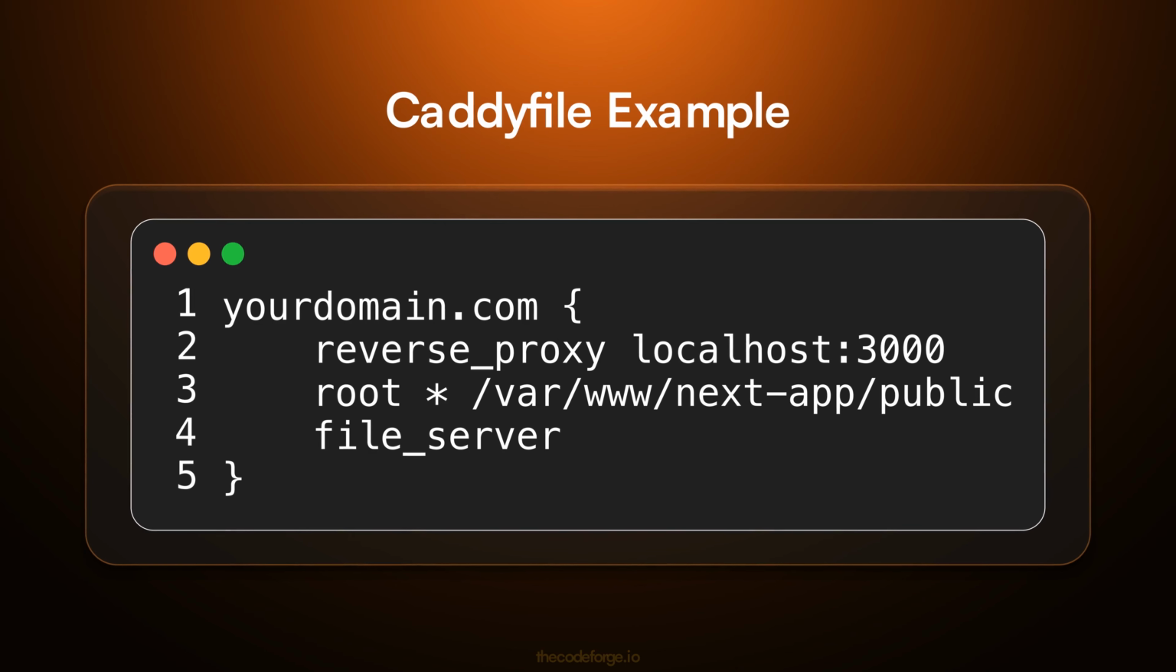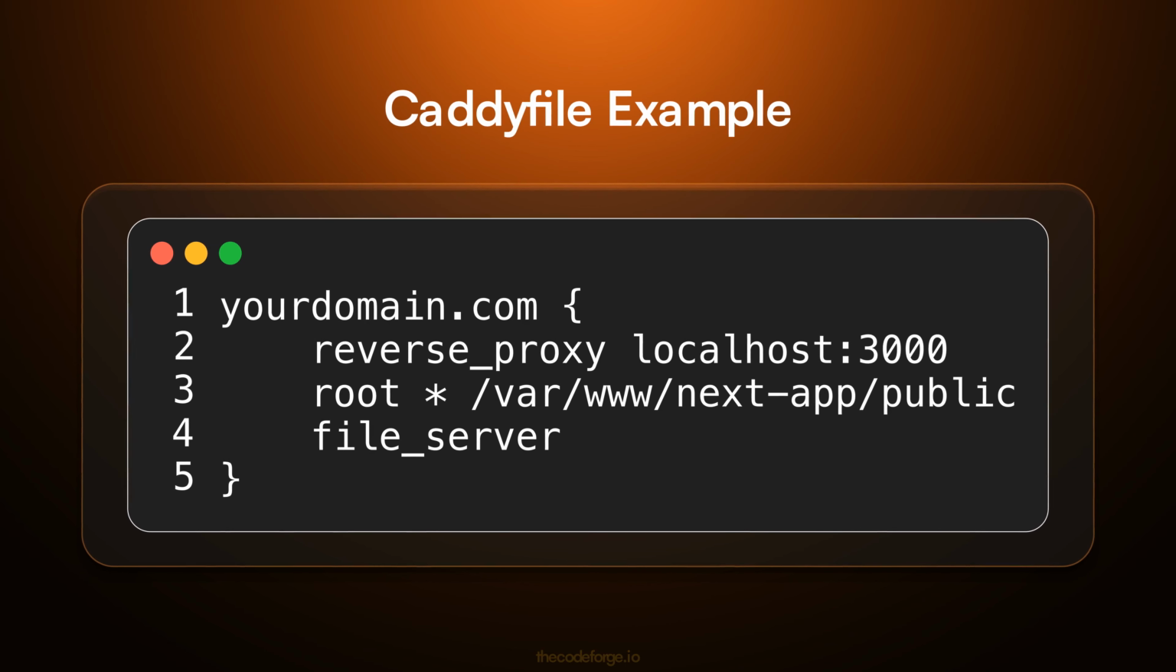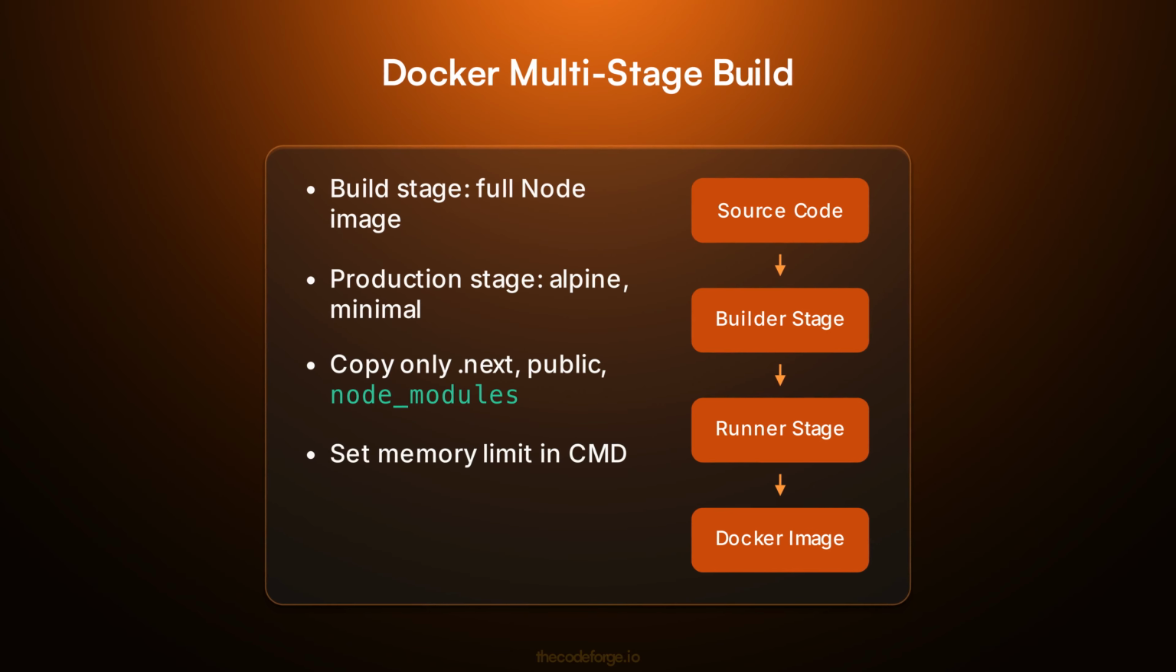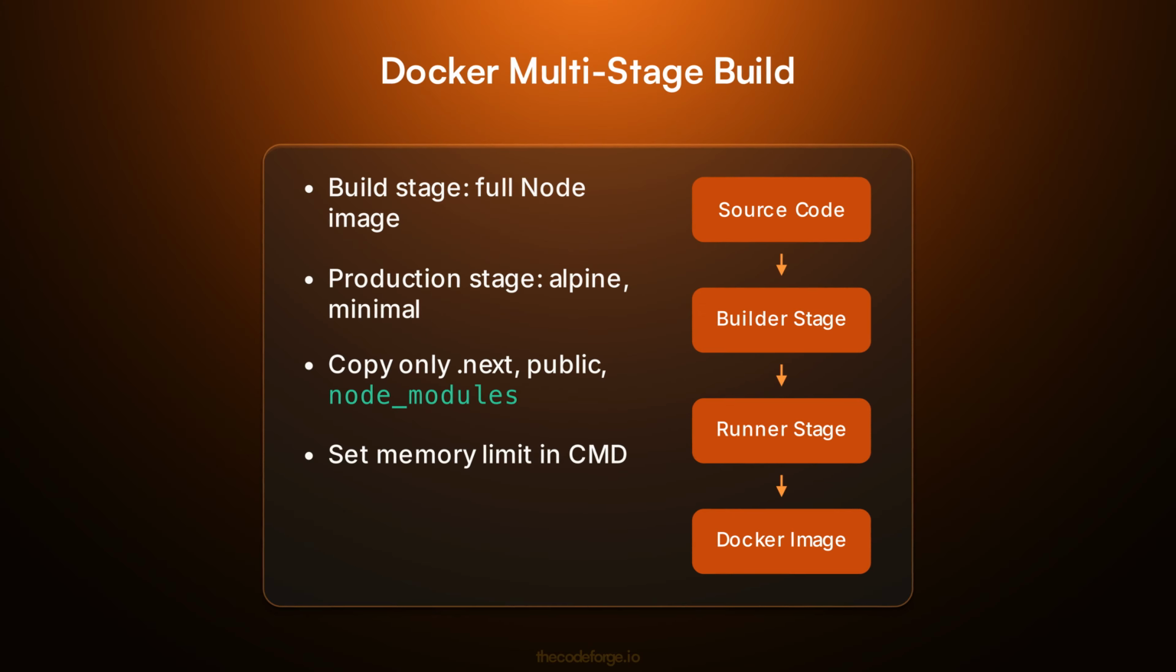This Caddy file proxies all requests to your Next.js app running on port 3000. It also serves static files from the public directory, reducing load on Node. Docker provides reproducible environments. A multi-stage build first compiles the app in a full Node image, then copies only the necessary files into a minimal Alpine image. This reduces image size by 70%.